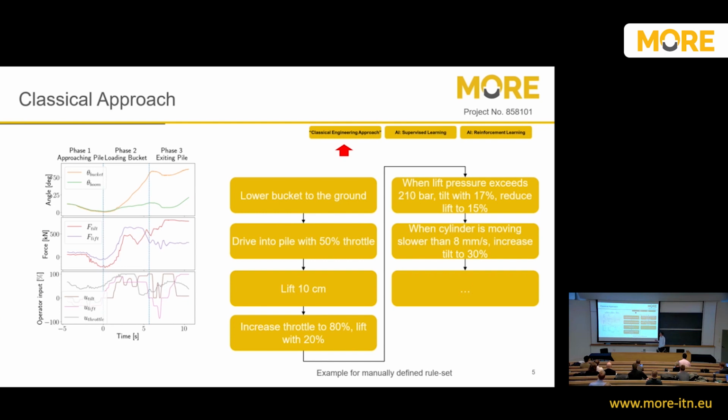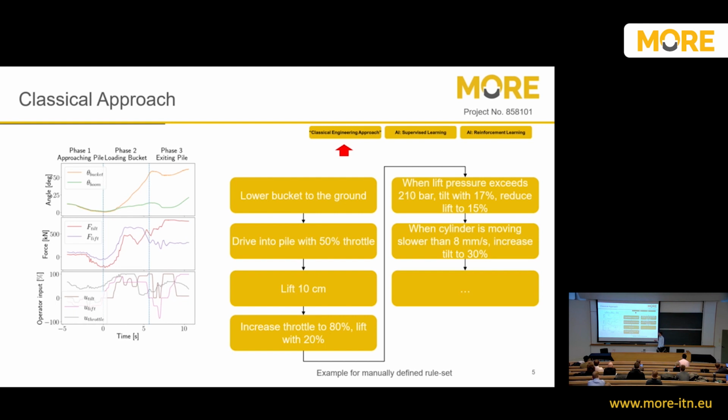So here we have one bucket filling. Here he's going to the pile, here he's digging through the pile, and here he's leaving the pile. And here we have the angles of the boom and the bucket, we have the forces in the lift and tilt cylinder, and we have also what the operator is doing. So it's not really straightforward. How do we convert these 2 upper graphs to this 3rd graph here by some logic and some rules?